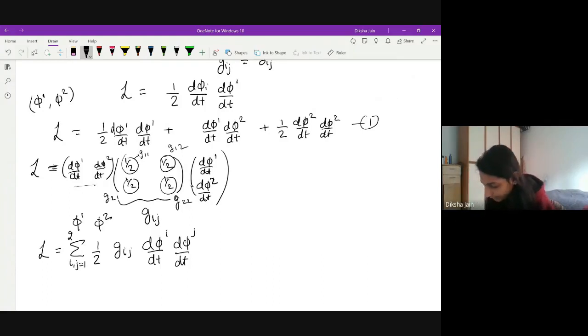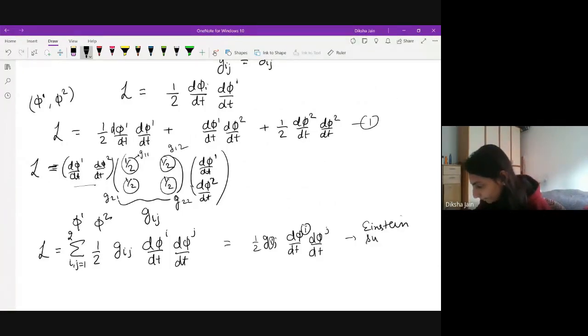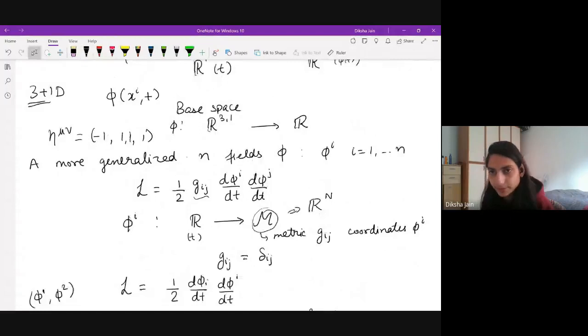So when I write the Lagrangian as half G_ij d phi I over dt, d phi j over dt, whenever the indices are contracted, it means there is a sum over those indices. This is called Einstein summation notation. Here the I index is contracted, which means there is a sum over I. The j index is also contracted, there is an up index and a down index, and there is a sum over j.